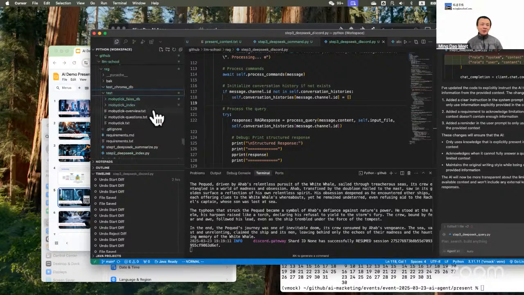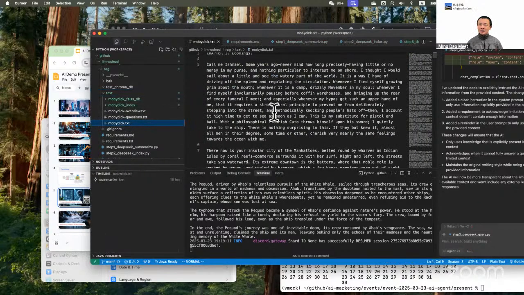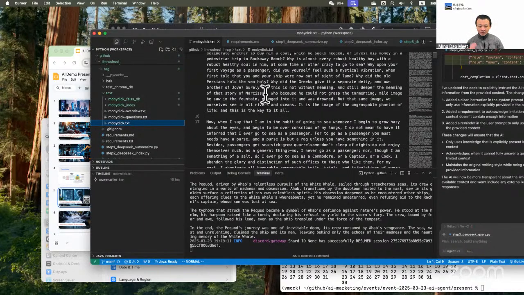We have this novel, Moby Dick, the full text. It's open source and available for download from the Gutenberg project. You can also download other classic books from there. This is a very, very long novel. It has about 200,000 words, and it takes a very long time to read through if we just read it by ourselves.